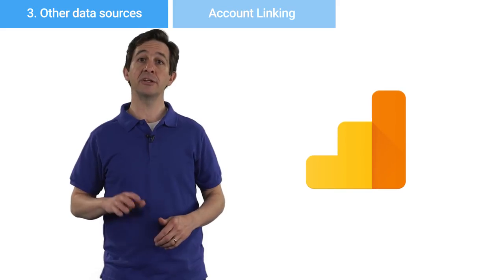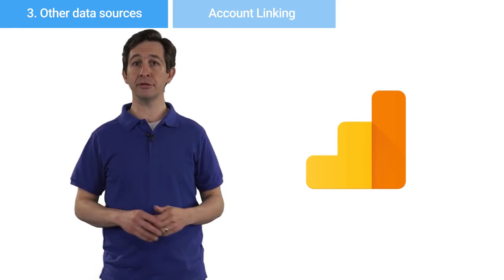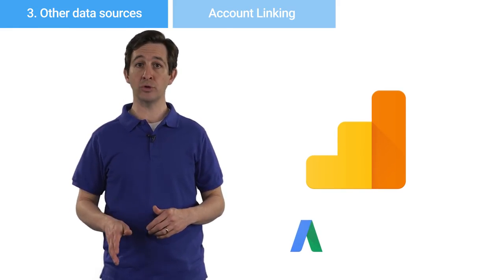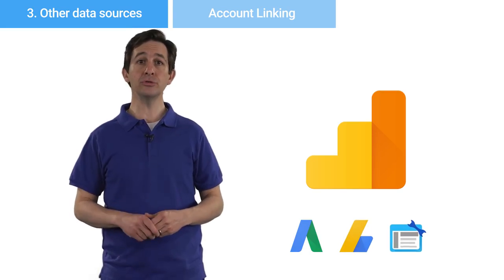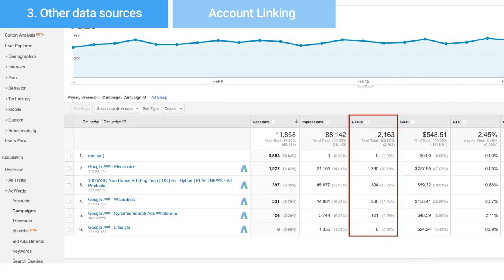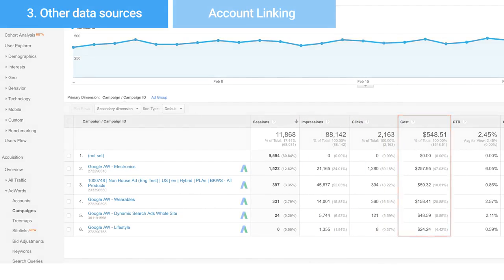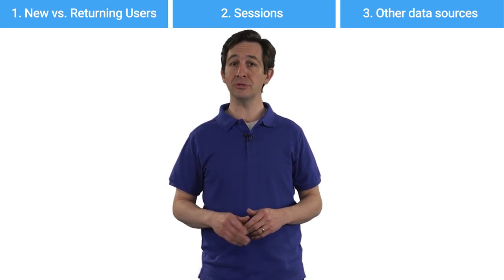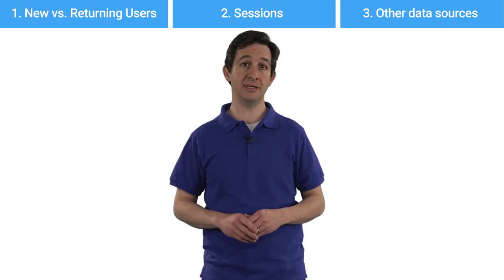Google Analytics can also link data from other Google marketing tools like AdWords, AdSense, or the Google Search Console. This allows information like AdWords clicks, impressions, and cost data to be viewed in your Analytics account. These are the first 3 steps Google Analytics takes when processing data. Watch the next video to see how Analytics finishes processing data.